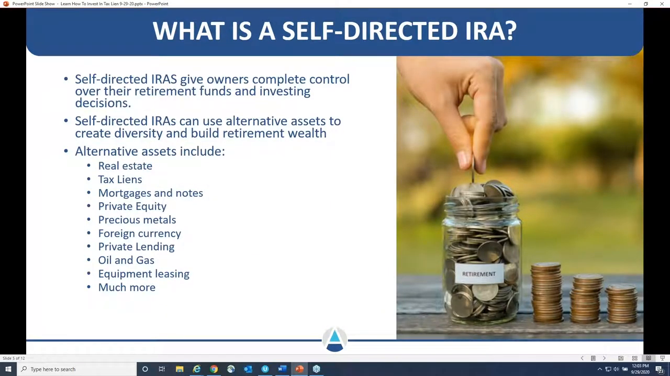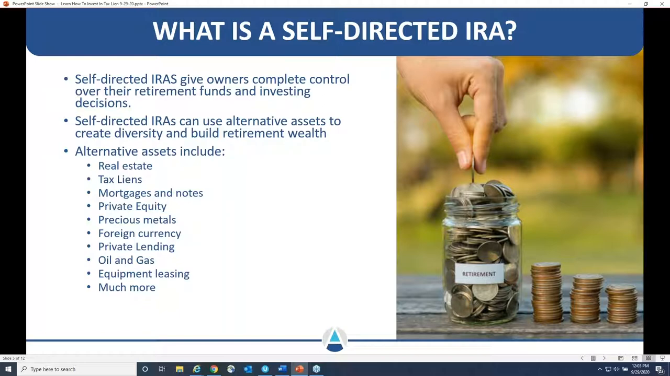So exactly what is a self-directed IRA? A self-directed IRA simply means that you get to decide what you want to invest in. You get control over the investment decisions, you get control over your retirement funds. You can use those funds to invest in a near limitless list of opportunities like real estate, whether it's for a fix and flip or a rental property, or, like we're going to cover today, tax liens.